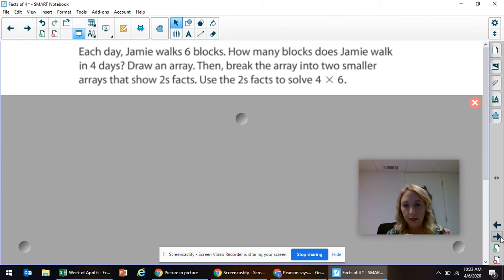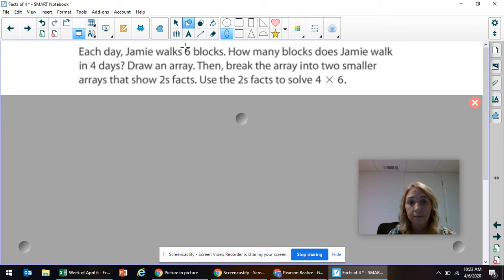All right, so now let's take a look. We have this word problem that says each day Jamie walks 6 blocks. Okay, so I'm going to circle the number 6. We always like to circle our numbers. How many blocks does Jamie walk in 4 days? Oh, I noticed that it has the number 4. And I noticed that each day she walks 6 blocks. How many blocks does she walk in 4 days?